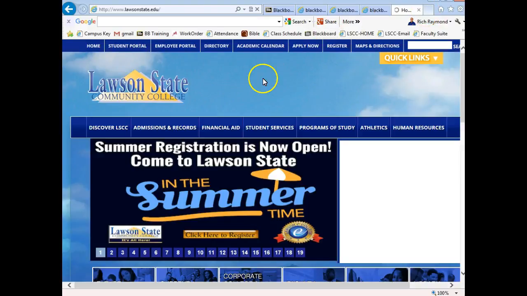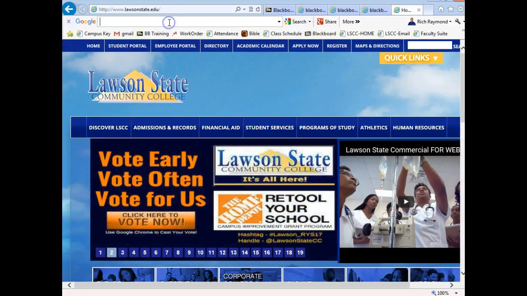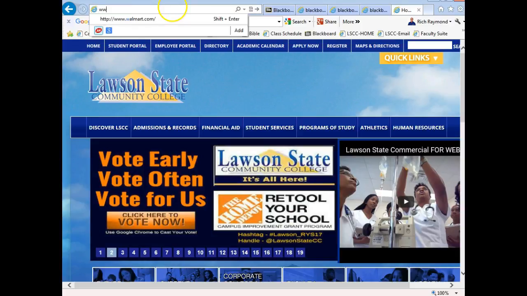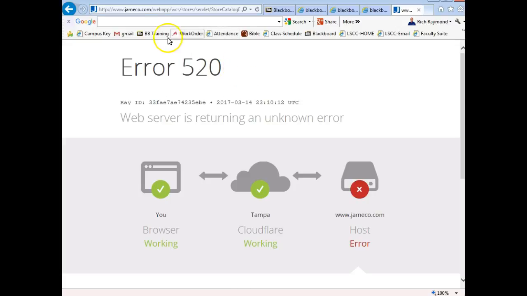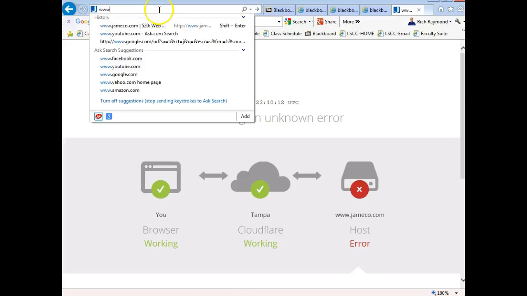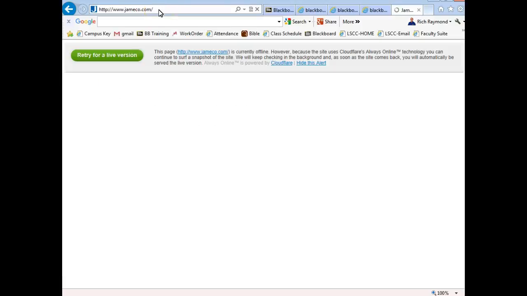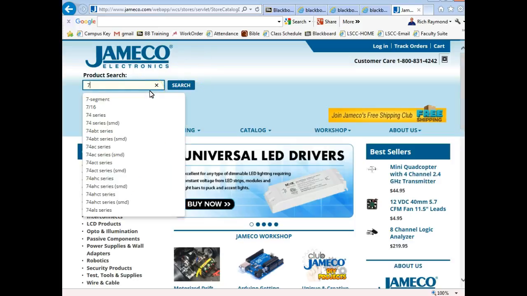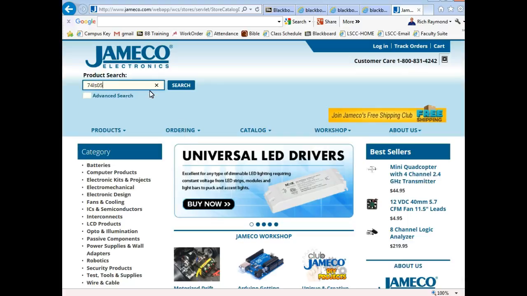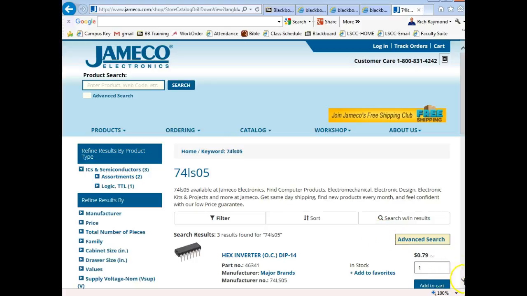Let me get a 7405. We dealt with a 7406, right? And we know that's an inverter. So if you're on a data sheet, if Jameco sells it, we just come up here and type in 74LS05, and then we'll search for it. And so this is a hex inverter.